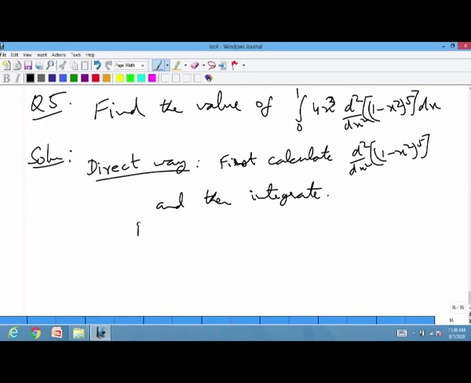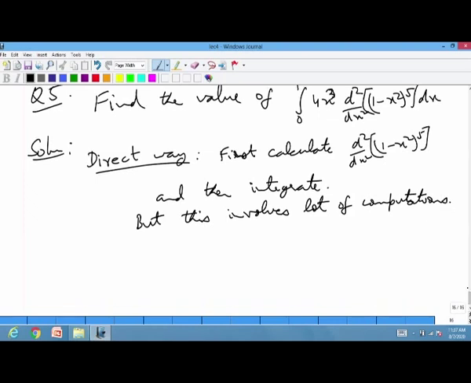But if you see, this will involve a lot of computations. So, this will be a lengthy process, because we have to take the derivative 2 times of this, then multiply by 4 x cube, then integrate it. So, that will be a huge polynomial, and this will take too much time. So, a smarter way is to use the integration by parts formula.